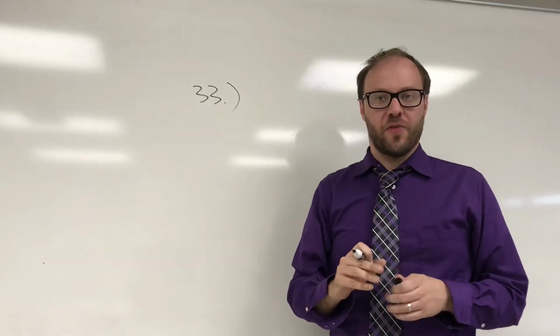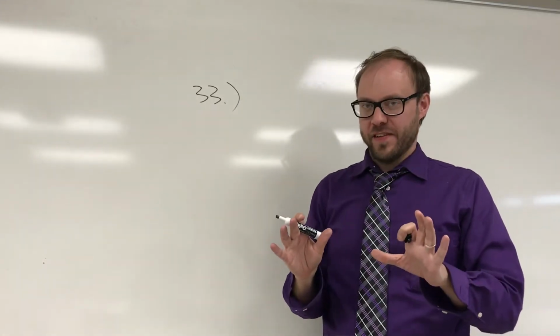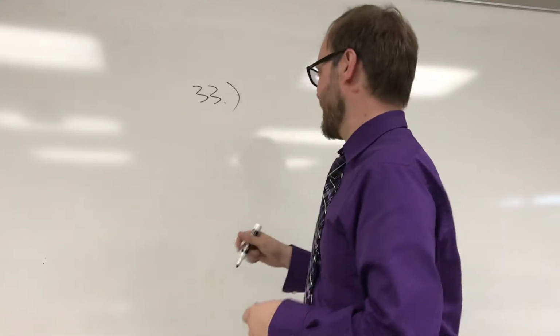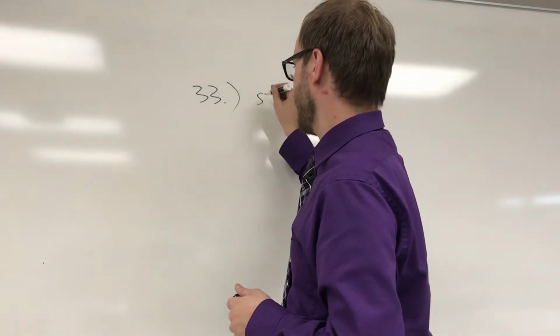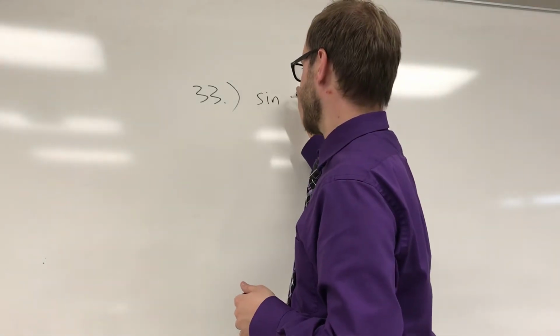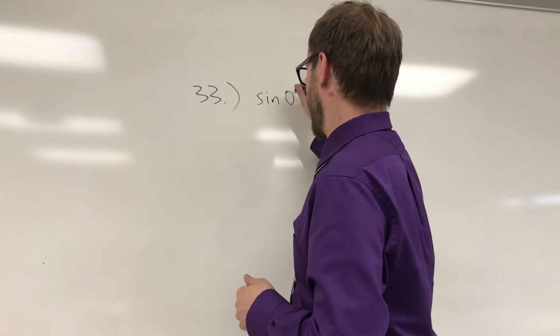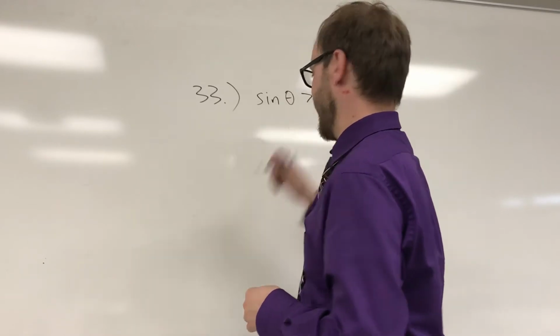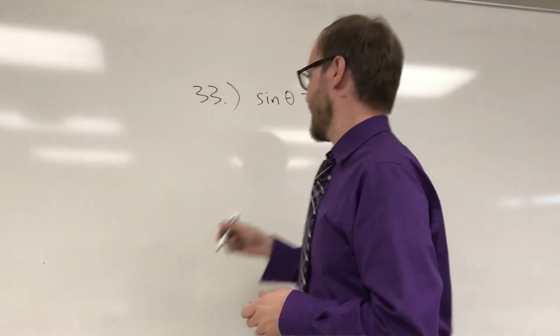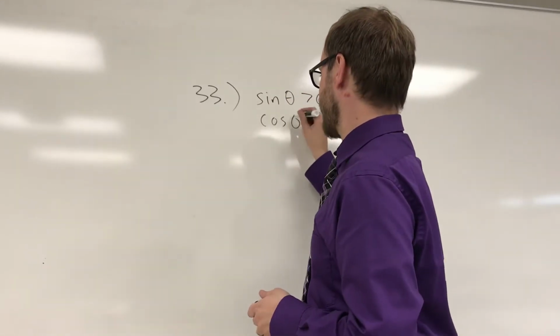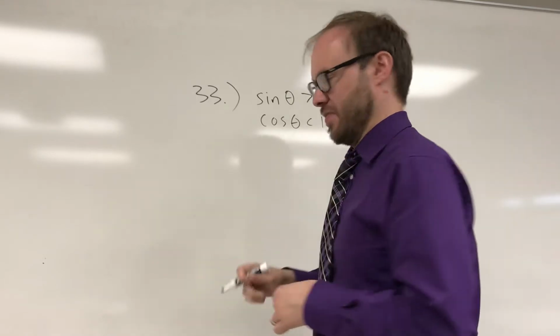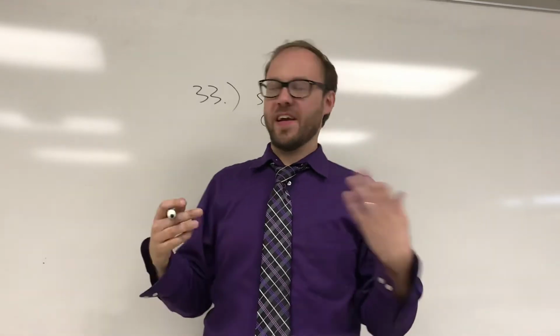All right, question 33. I think this is 33. If it's not, it's close to what 33 asked. I think they ask you for the quadrant in which the sine function is greater than 0. I'm going to write it like that. So positive values of sine, and the cosine function is less than 0. So negative values of cosine, something like that.